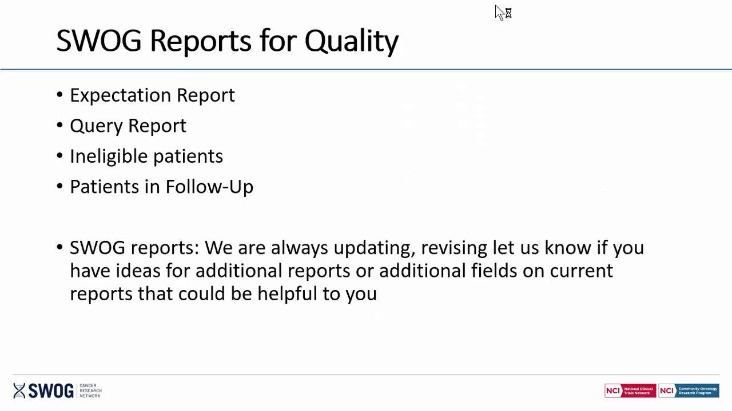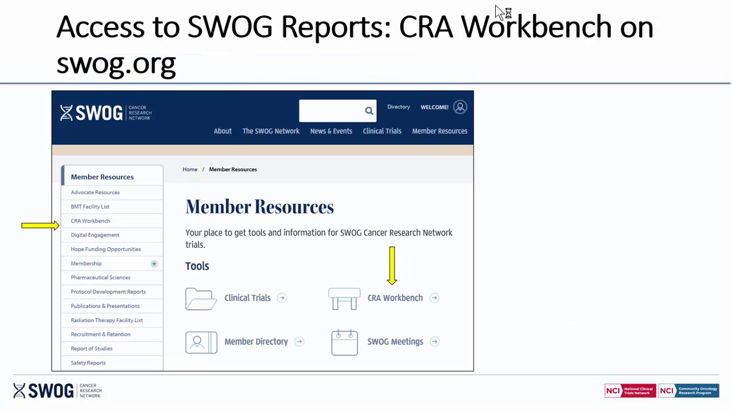So once again, we have these standard quality reports: expectation, query, ineligible patient reports, patients and follow-up. The general message here is just these are our standard reports. If you have other ideas for reports, whenever I come to these meetings, people toss me ideas, and it's like, wow, we could do a report for that. Let me know, and we'll look into whether or not something like that is feasible.